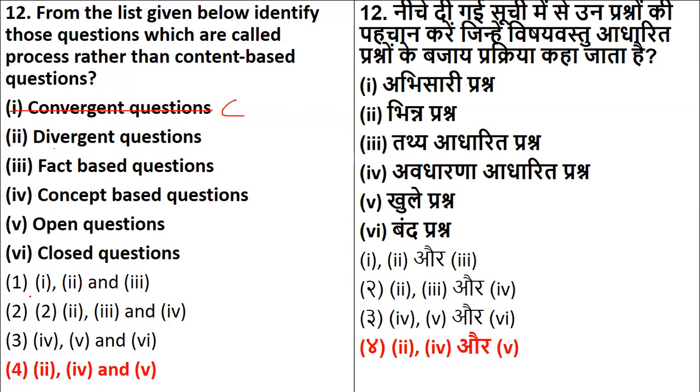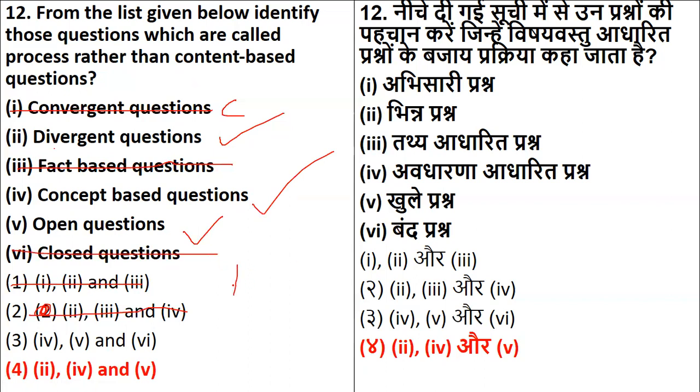So option number one will not be there, wherever you have option number one. Divergent is process. Then fact based, knowledge about information: questions based on knowledge or fact are content based. So fact will not come, and option number three again will be cancelled out. Concept based questions will be a part of process. Open ended questions, definitely mastery, so it will come. A close ended question comes under content based.